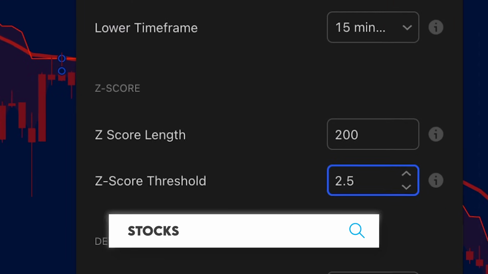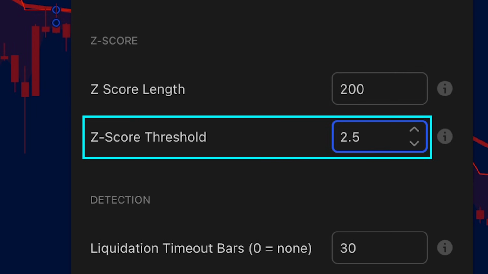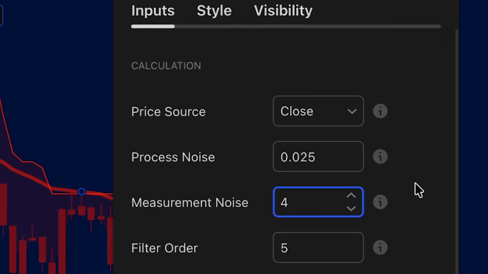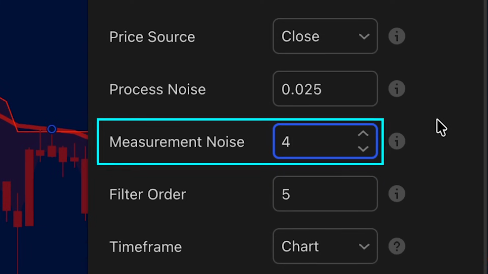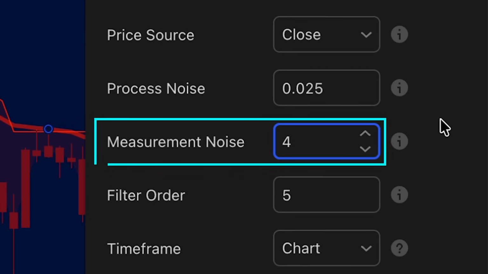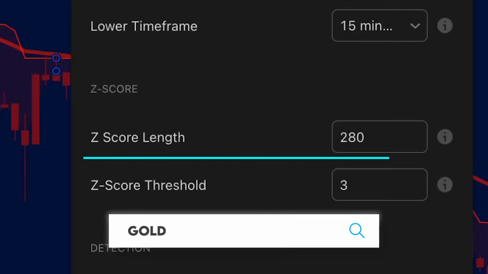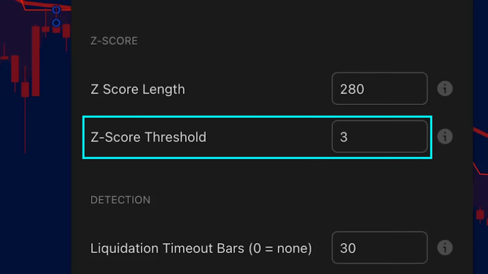For stocks, keep Z-score length at 200 and threshold at 2.5. Set Kalman VWAP process noise to 0.025, and measurement noise to 4 for smoother tracking that suits equity market personalities. For gold, increase Z-score length to 280 and threshold to 3.0.